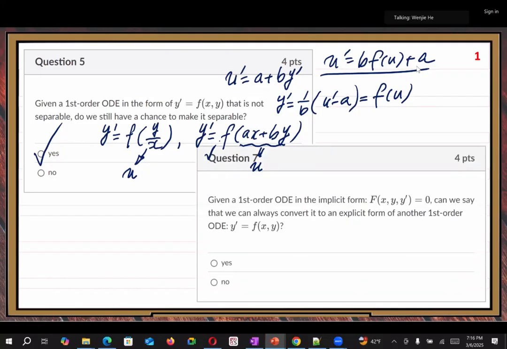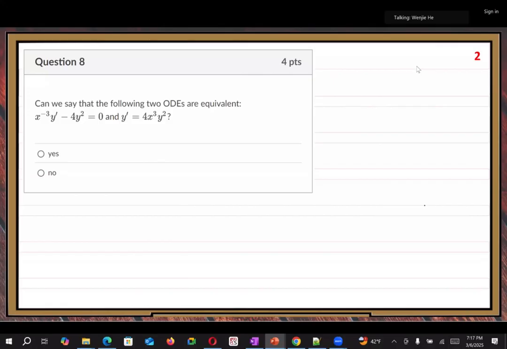Number 7. Can we always convert? Not always. The reason is pretty simple. For most such questions, it's very hard to convert. Only a very small number of questions we can do the conversion. So this is also very easy. The third one is also easy.